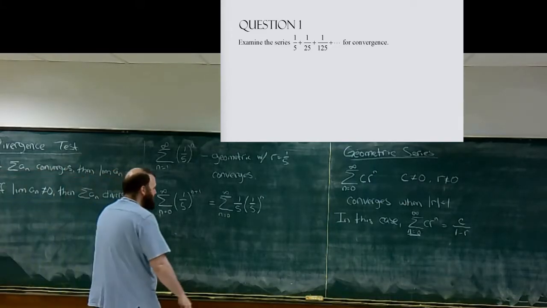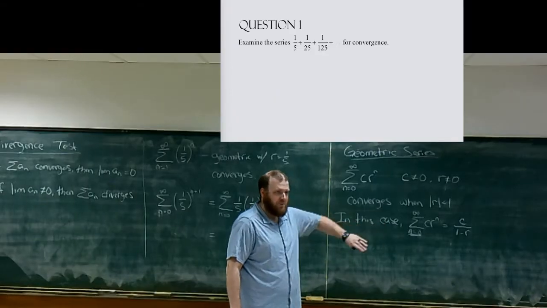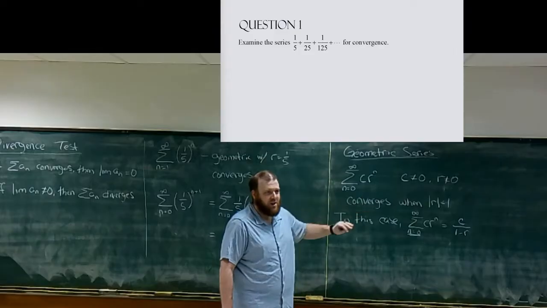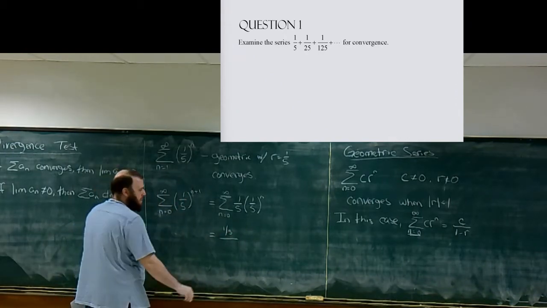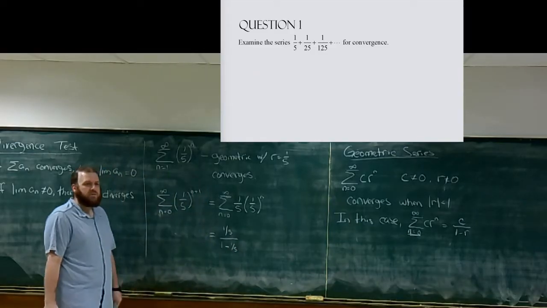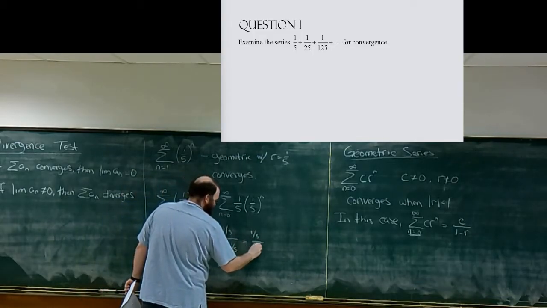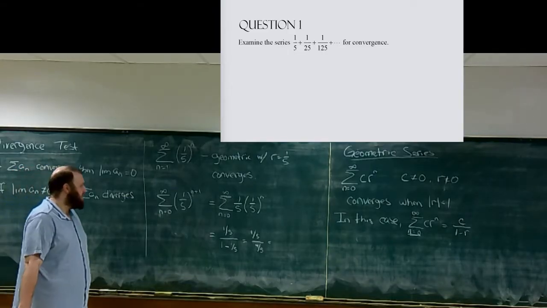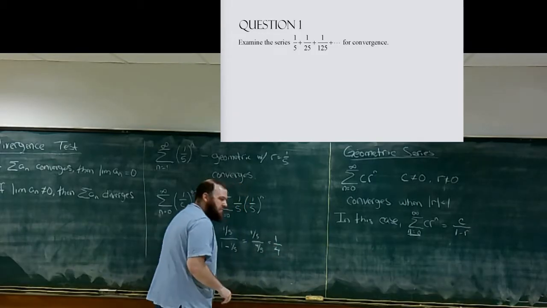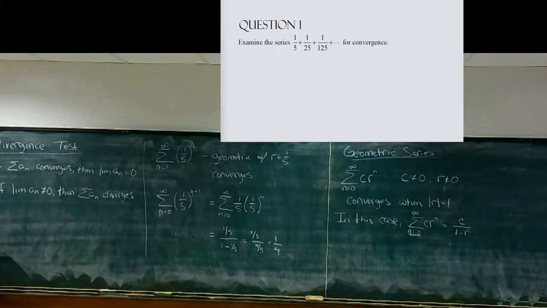Interesting. By this theorem that says what it converges to, which is derived in the video, C over 1 minus R. It's 1/5 over 4/5, which is what? Look, it's 1/4. This sum is a quarter.